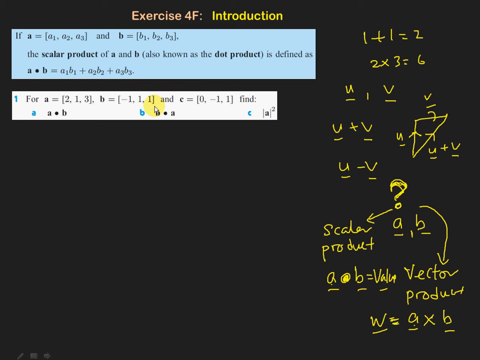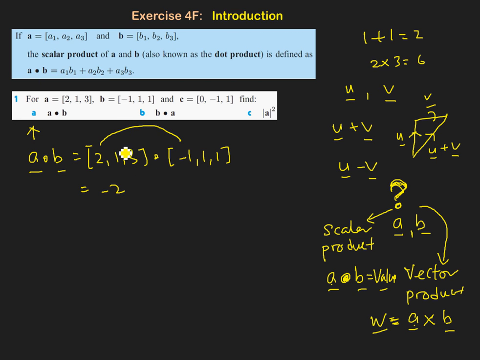Now, what does that mean? Look at one example. A dot B is (2, 1, 3) dot (negative 1, 1, 1). You multiply the first components, you get negative 2. The second one plus 1, and then the third one, 3 times 1 is 3. You find the sum of all the products of each component, and then you have 2. Isn't it nice? Pretty simple.